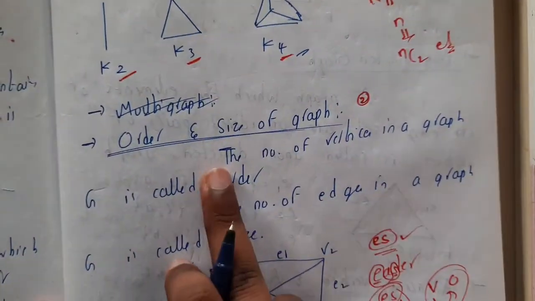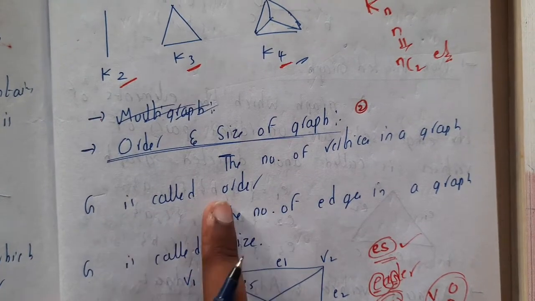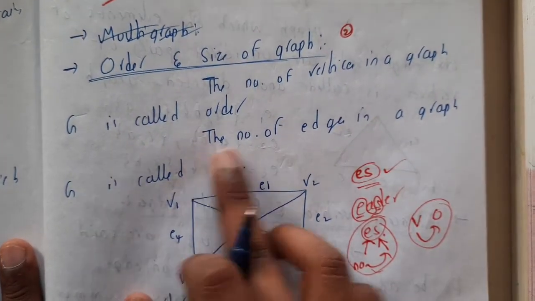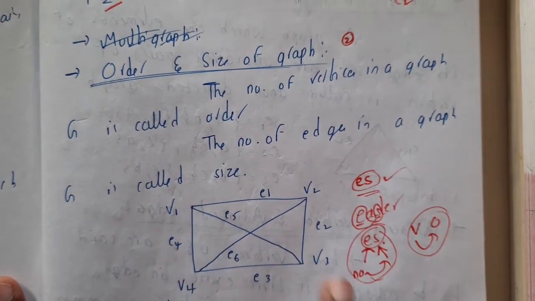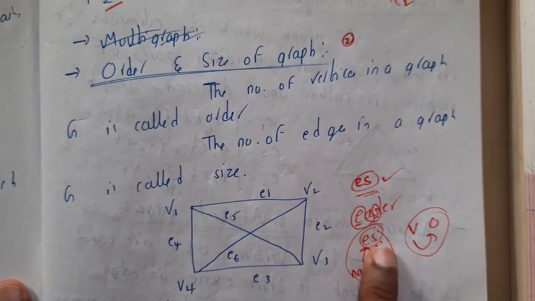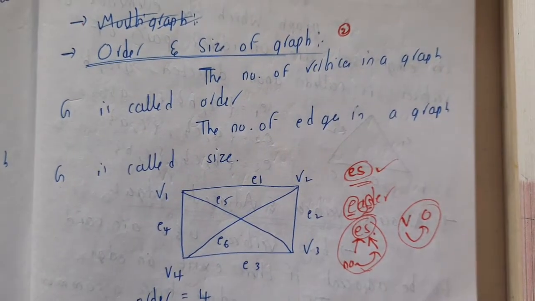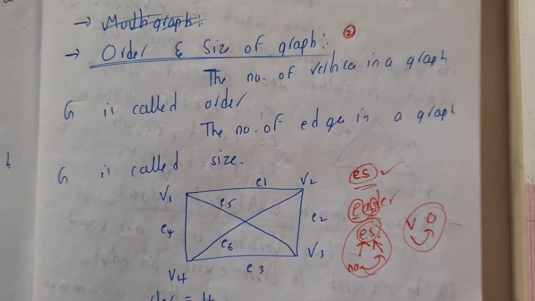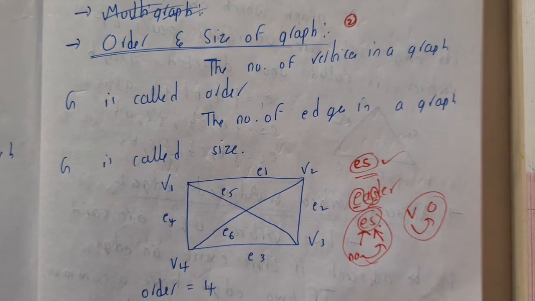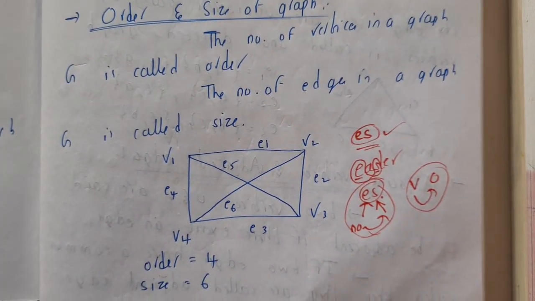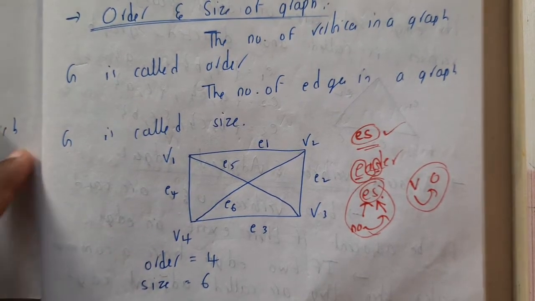So the number of vertices in a graph is nothing but order. The number of edges in a graph is nothing but size. Simple, right? Similarly, if a small graph is given, guys, these kinds of questions could be asked for 2 marks. Or they could break a LAQ into small parts and ask some basic questions like this.